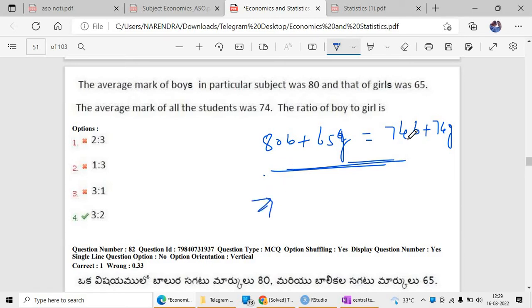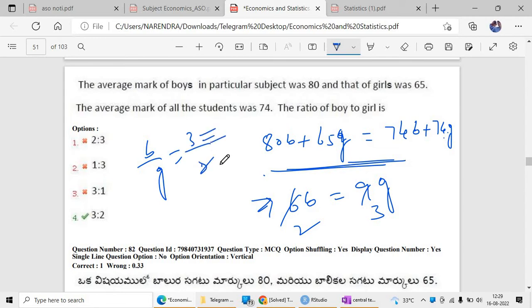So 80 for boys to 74 is 6 for boys. 74 to 65 for girls is 9 for girls. So what is the ratio of 6 to 9, that is 2 to 3? When you consider it as B by G, it is like 3 by 2. So boys are 3, girls are 2. 3:2. Okay, very simple question.